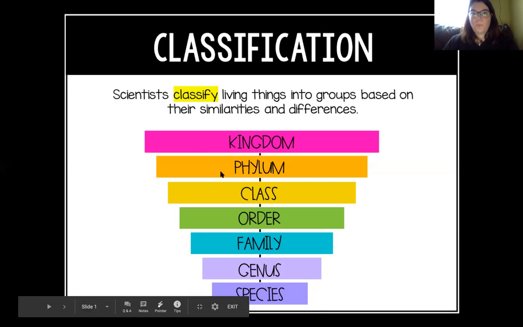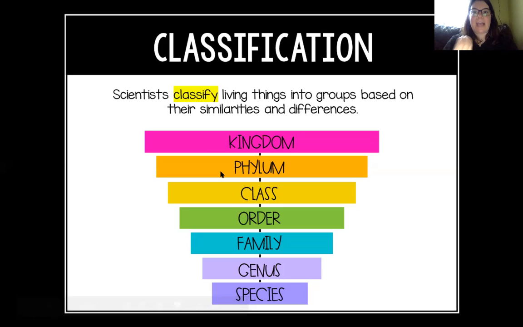So we can classify things. Scientists classify living things into groups based on their similarities and differences. We've talked about comparing and contrasting. Comparing is when we look at how things are similar or alike. Contrasting is when we look at how things are different. This classification has quite a bit to it. We look at the kingdom, the phylum, the class, the order, the family, the genus, and the species.